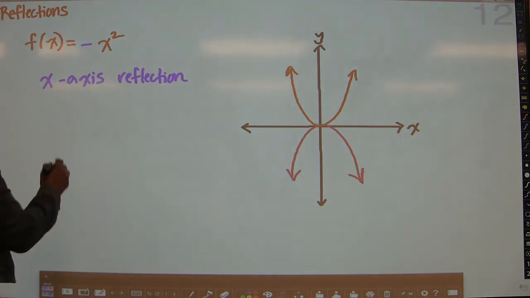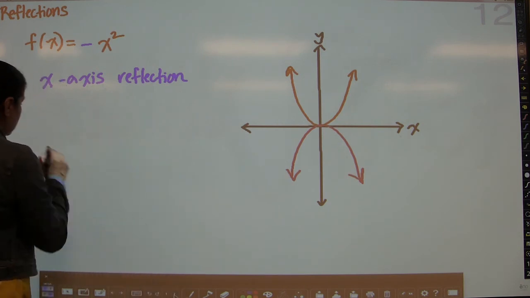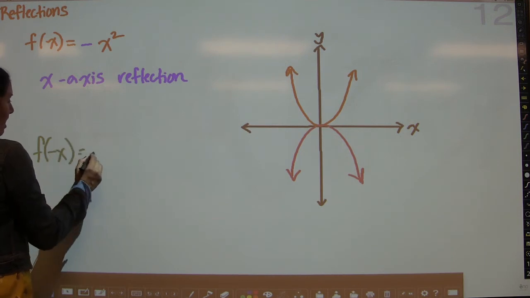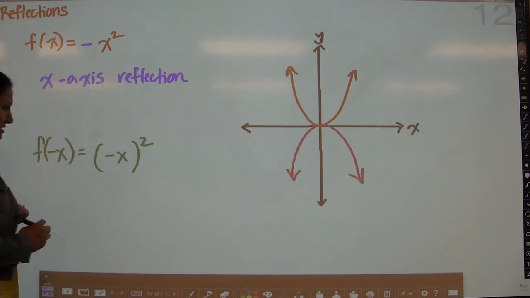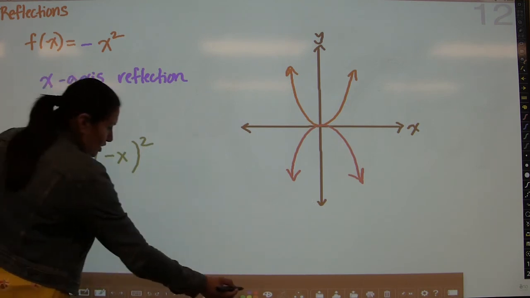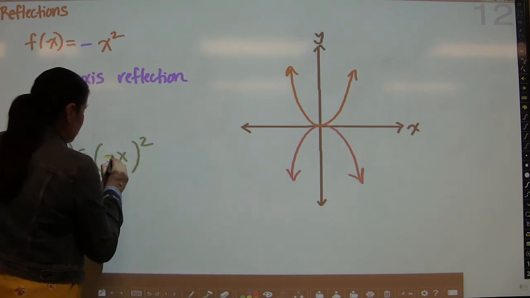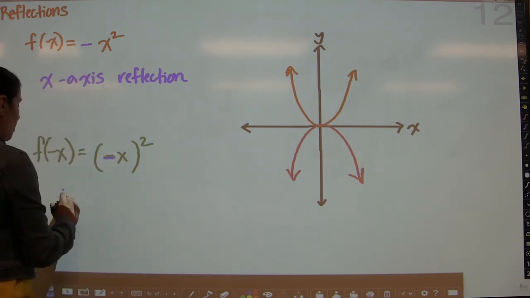Also, if you have f of negative x, like this, that would be where the negative is inside of the parentheses like that. If that were to happen, then you would have a y-axis reflection. So if the negative is inside the grouping symbols, then you would have a y-axis reflection.